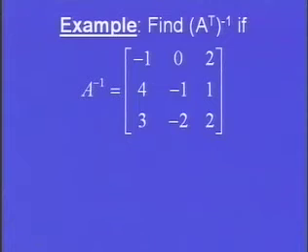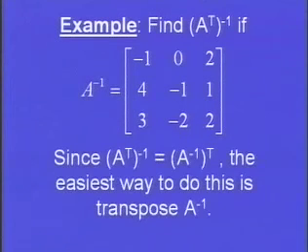Now what I've seen people do, and it's not wrong, it's just longer, is I've seen people take A inverse, then go through the reduction to find A, then transpose A, then go through the reduction to find A transpose inverse. Okay, that's obviously a lot of work. And from that last part of the theorem, we learned that since A transpose inverse is A inverse transpose, all we have to do then is just transpose A inverse.